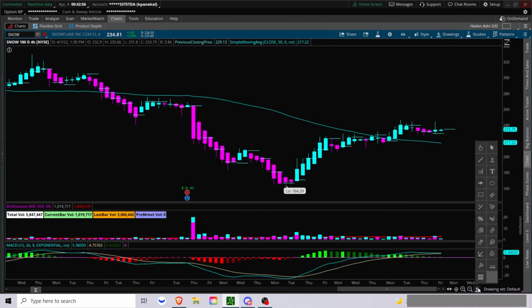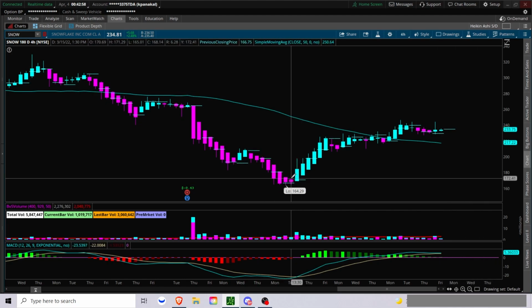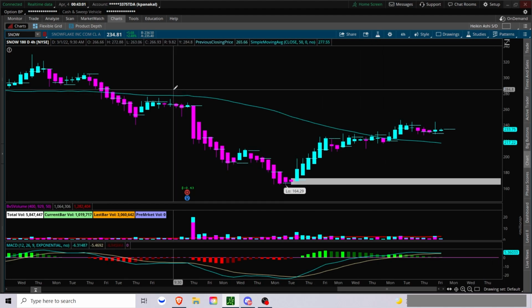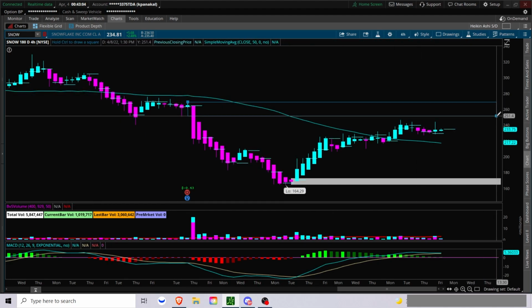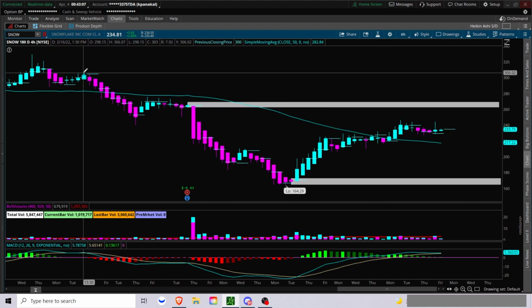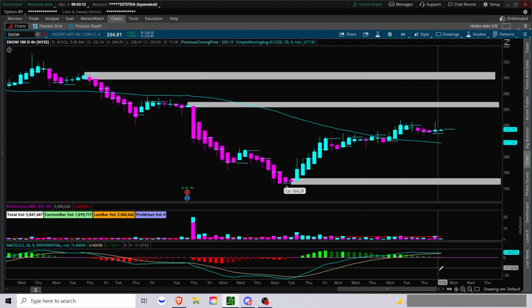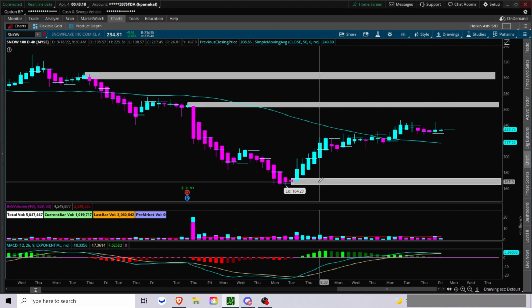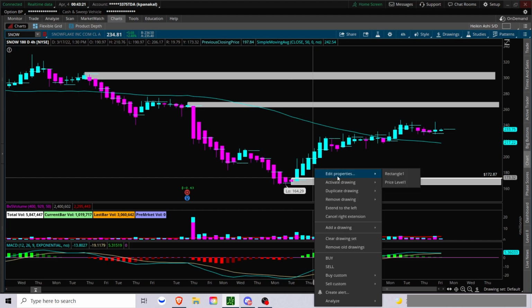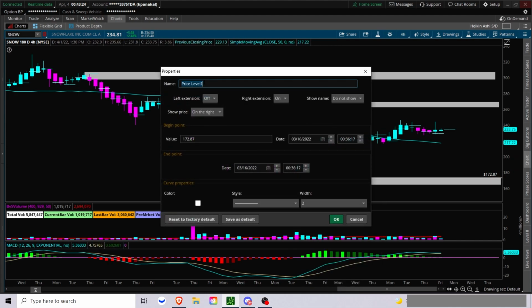Easy to identify some zones already right here. So we have a demand zone right over here. Then we have a supply zone right over here. And then we also have a supply zone right over here. So let's label these zones right now. This demand zone is from 172.41.